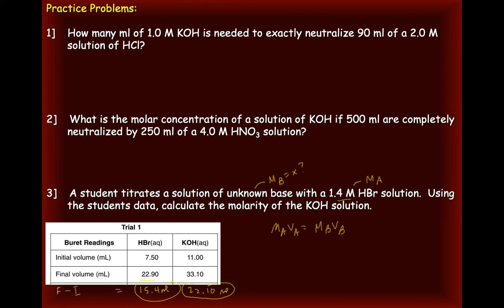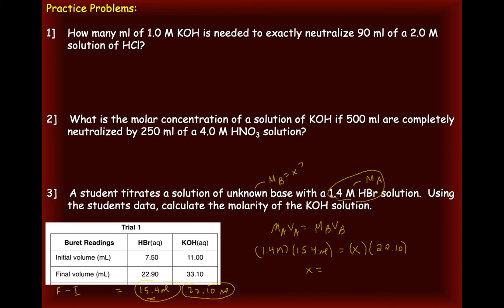Okay, we know what MA is. That's easy, right? MA is going to be 1.4 molar. Our volume of the acid is going to be our 15.4 milliliters, which we got from how much we used from the burette. Again, you don't want to use the final volume because you don't know what you're starting with. You want to use the difference. We want to find the unknown base, MB. We don't know that, and we'll multiply it by the volume of the base, which is 22.1. So that's easy algebra right there.